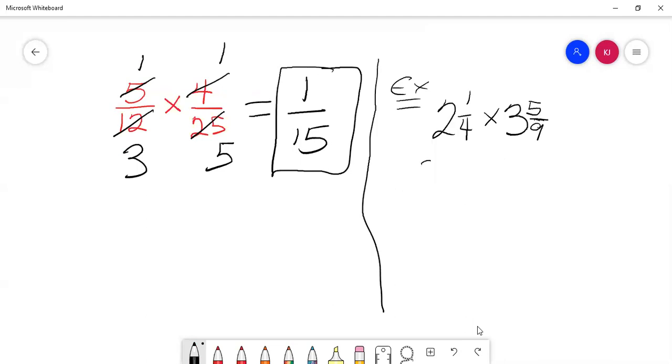This gives you 2 times 4 is 8, 8 plus 1, 9 over 4 times, that's 27 plus 5, which is 32, over 9. 32 over 9.